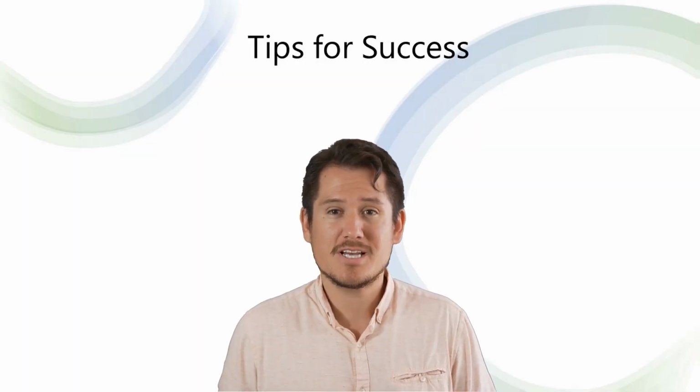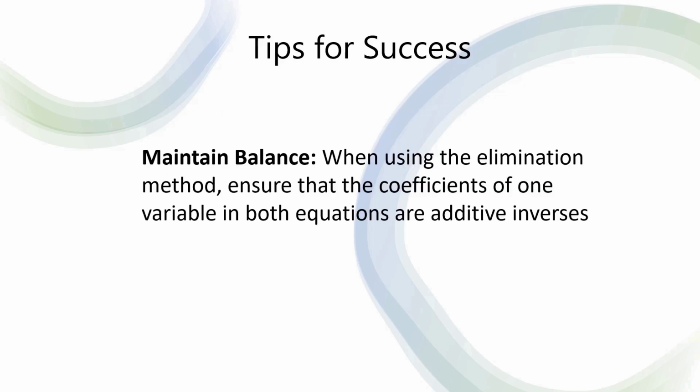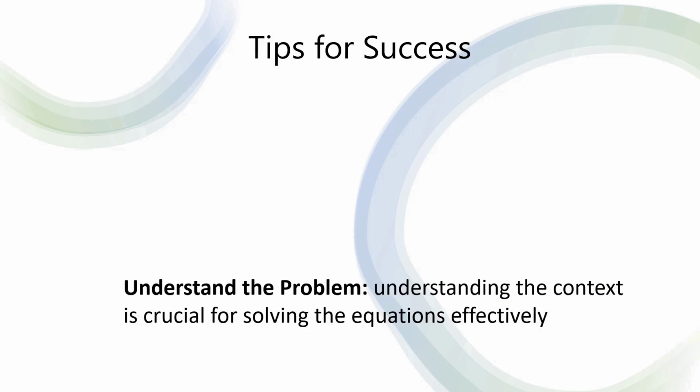Here are 4 tips for success with systems of equations. 1. Choose your method. Decide whether to use the substitution or elimination method based on the system's complexity and your preference. 2. Maintain balance. When using the elimination method, ensure that the coefficients of one variable in both equations are additive inverses, one positive and one negative. 3. Check your solution. Always verify your solution by substituting the values back into both equations to ensure they satisfy both conditions. 4. Understand the problem. Systems of equations often arise in real-world scenarios, so understanding the context is crucial for solving them effectively.